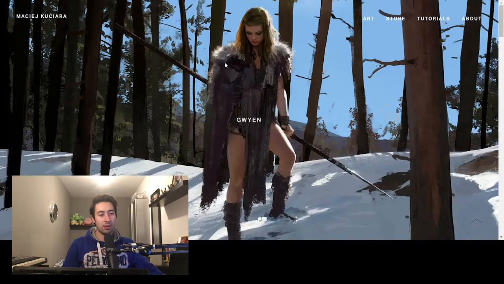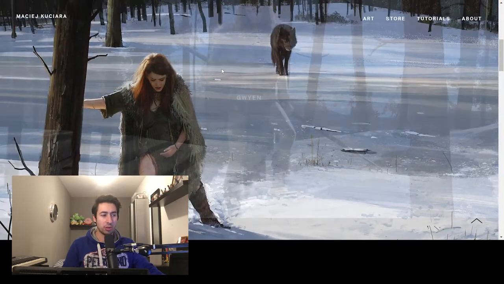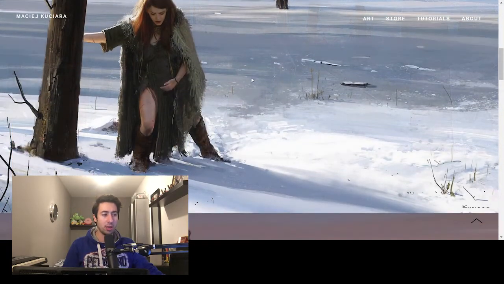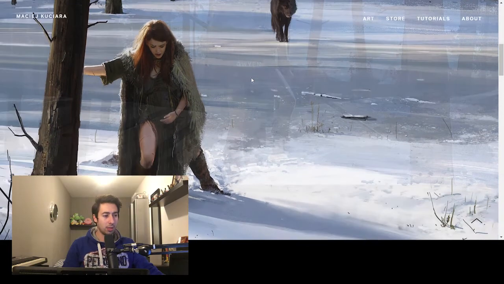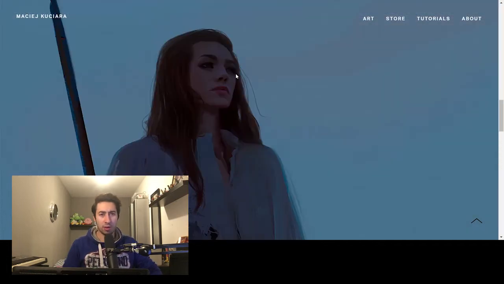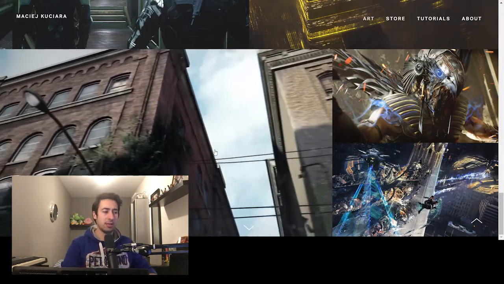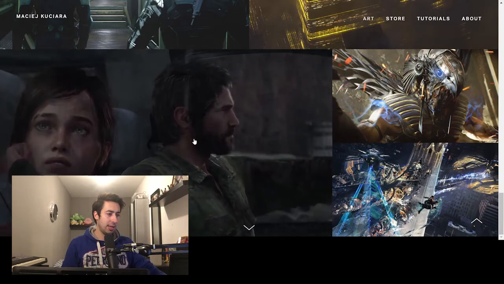This is yet another one of his IPs. I don't know much about it. I just know it looks really cool, so we're just going to be admiring his work because, once again, cinematic is the key word. The use of the colors is very photoreal. One thing I think he's most known for is The Last of Us. So let's take a look.